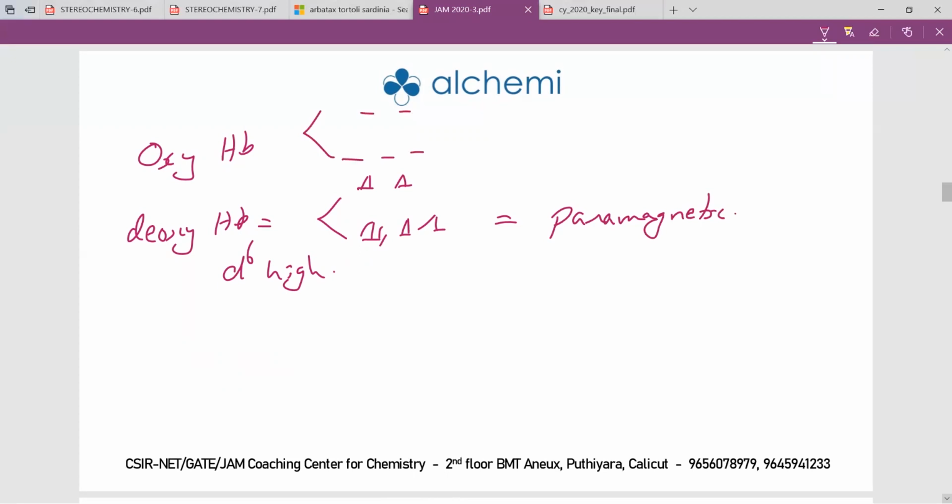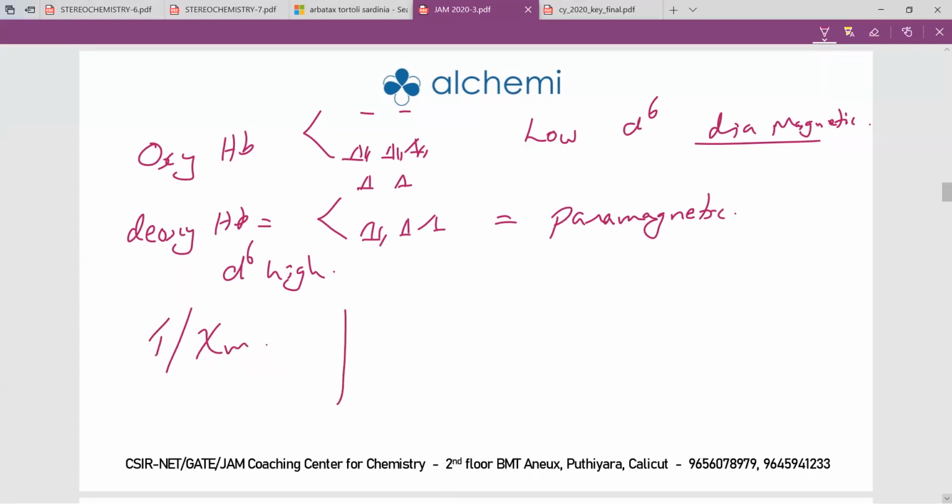Oxyhemoglobin is a low spin D6 system. So the electronic configuration will be like this. So it's a diamagnetic system. Okay, this is the basic thing you should know about oxy and deoxyhemoglobin. Now, second thing, you should know what is the relation between temperature and magnetic property.